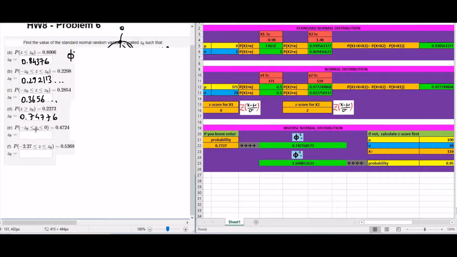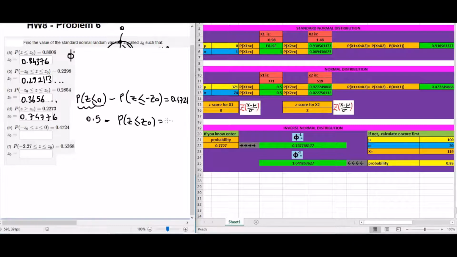Part E is asking for the z value between 0 and negative z0. So that is, by definition, the probability that Z is less than or equal to 0 minus the probability that Z is less than or equal to negative z0 is equal to the given probability. We know that this is equal to 50% because that is standard normal, minus P(Z ≤ z0) is equal to this probability. Now we're going to subtract 0.5 on both sides. So on the left hand side we have the probability that Z is less than or equal to z0 is equal to this value minus 0.5, which will give us negative 0.0279.